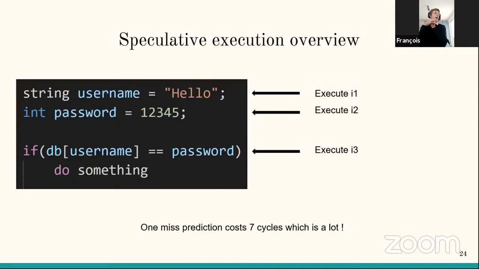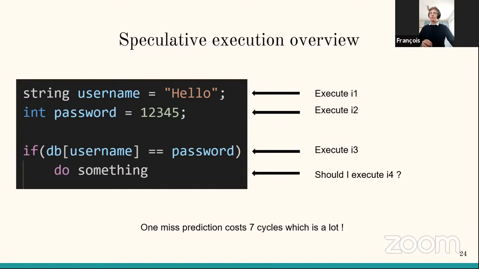Should we assume this branch is taken and do something, or assume it is not taken and do something else? This is an important question, and we have two possibilities. We can just wait, but we lose time, or we can try to predict, and if it's wrong, we restore the architectural state. That is the idea of speculative execution: predict, and if it's wrong, restore the architectural state. So the processor can assume this branch will be taken and execute the next instruction.